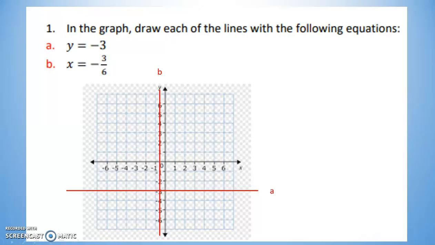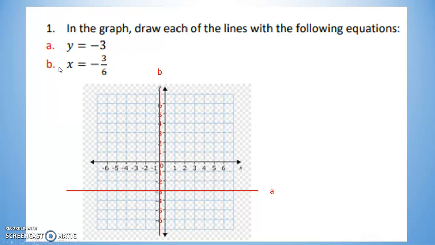Number one, in the graph, draw each of the lines with the following equations. A: y equal -3. If the equation is like this, the line will be horizontal. Be careful, horizontal, with the intercept on the y-axis. Here 0, -3 here, and then it is horizontal. This is the answer.